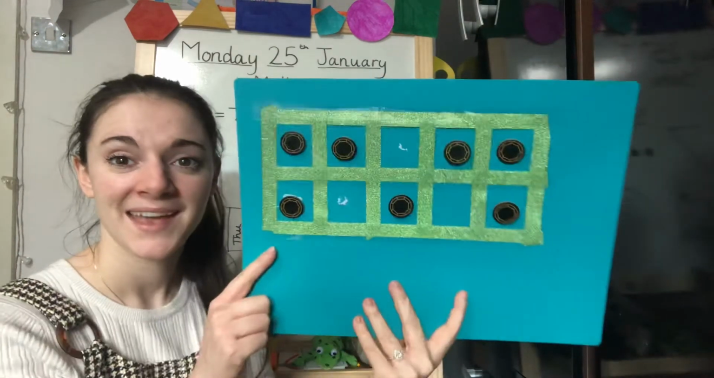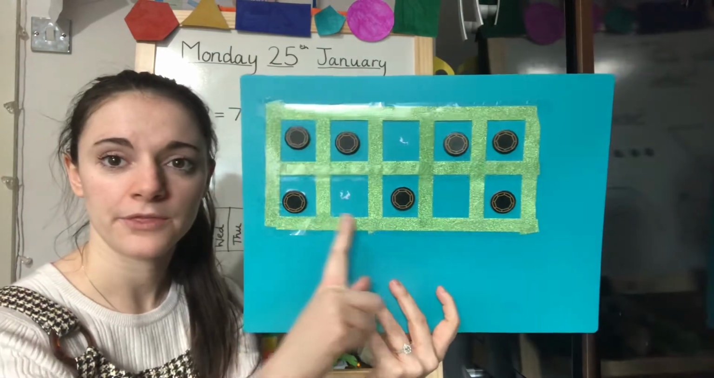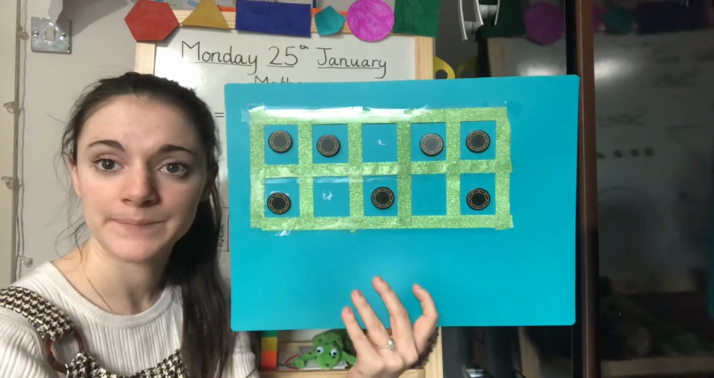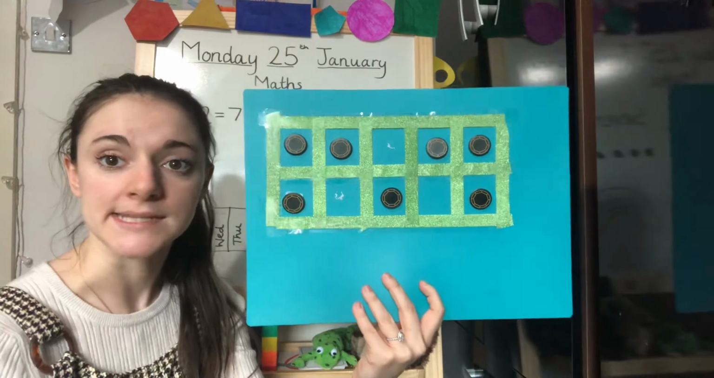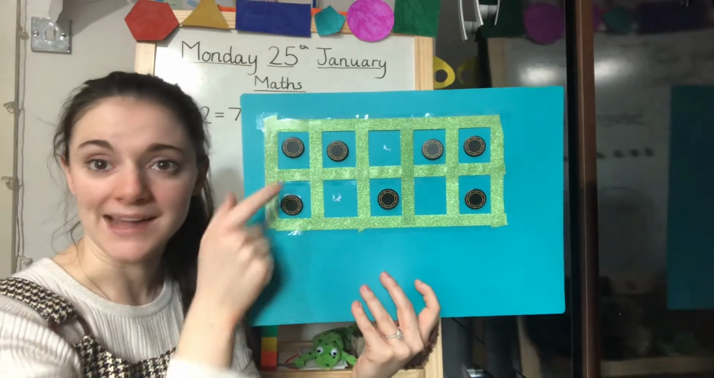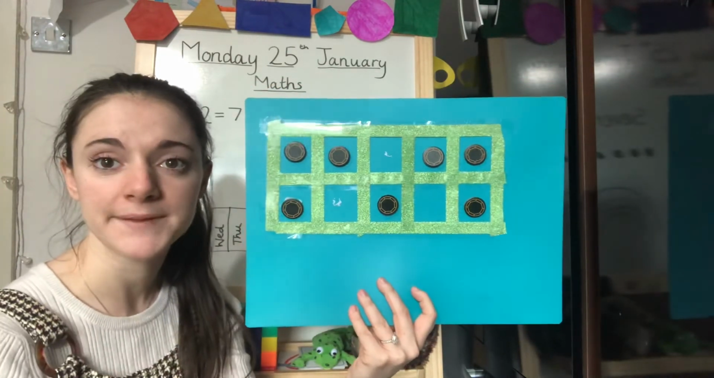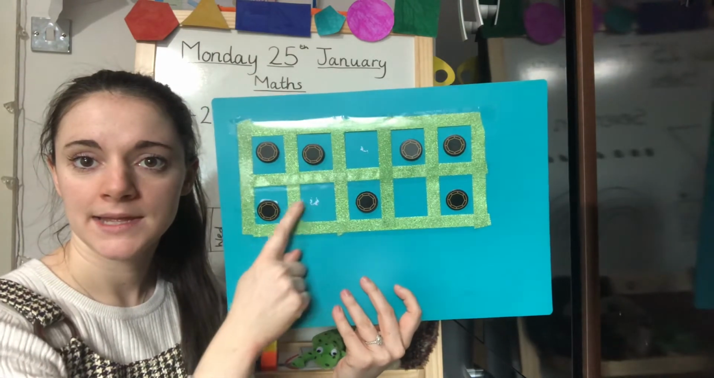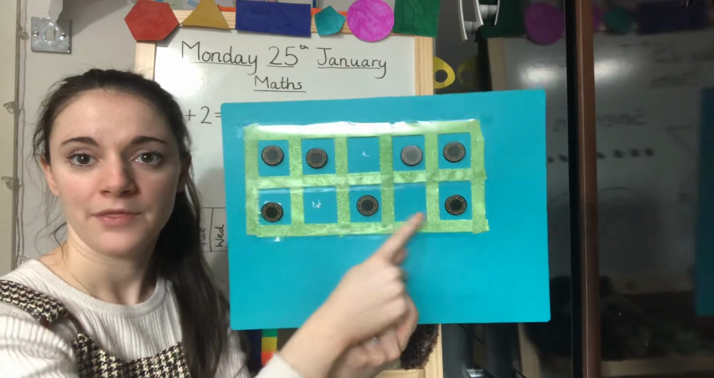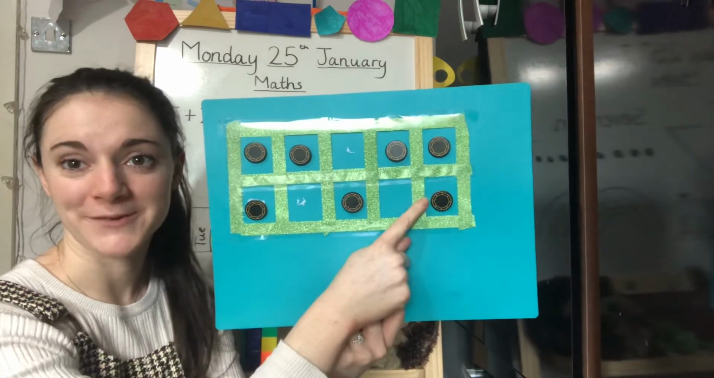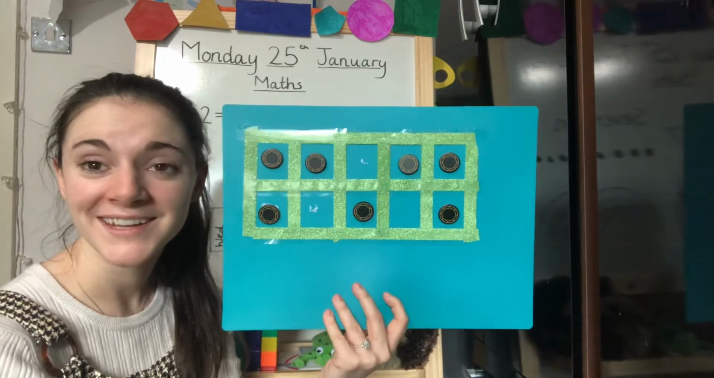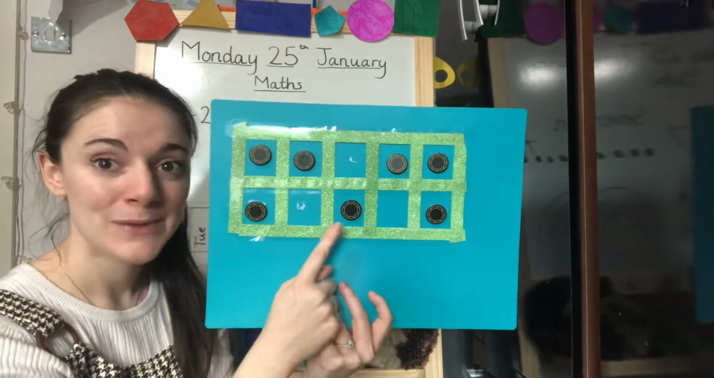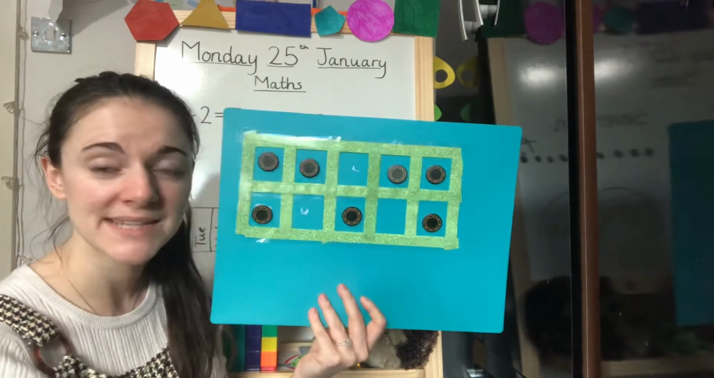Well done. I can see 3 in this bottom line and 4 in this top line. So I could write the number sentence 3 add 4 equals 7. But I can also see 3 in this corner, 3 in this corner, and 1 in the middle. So 3 add 3 plus 1 more makes 7.